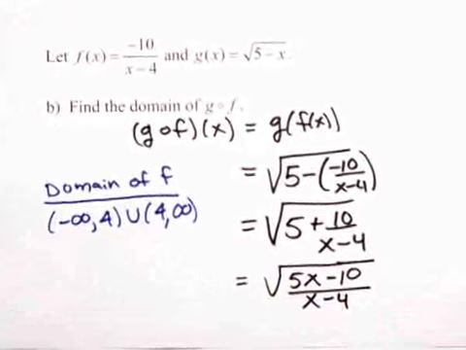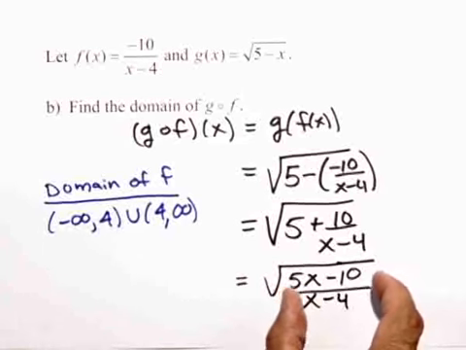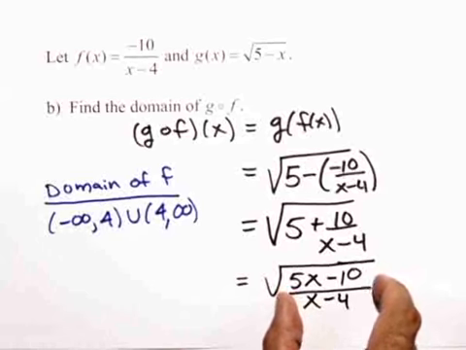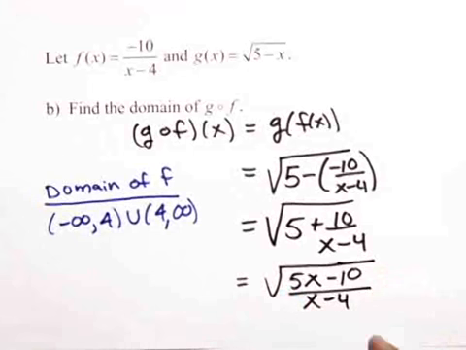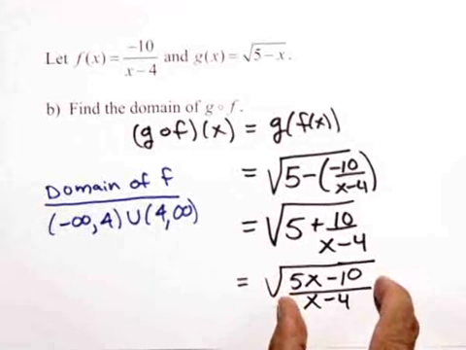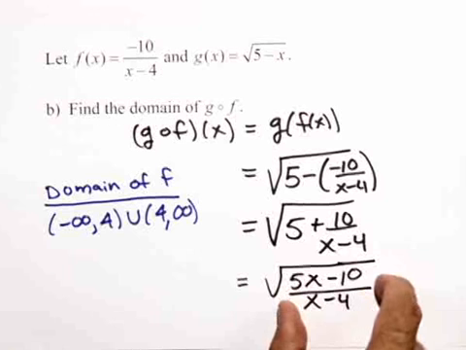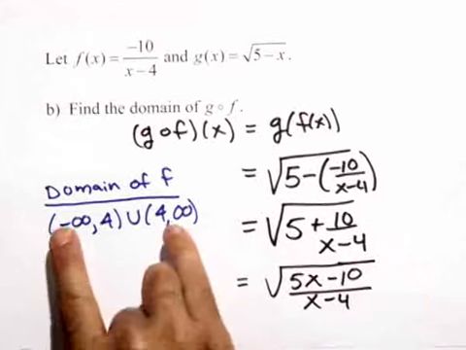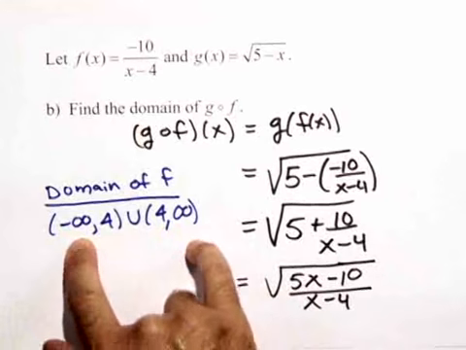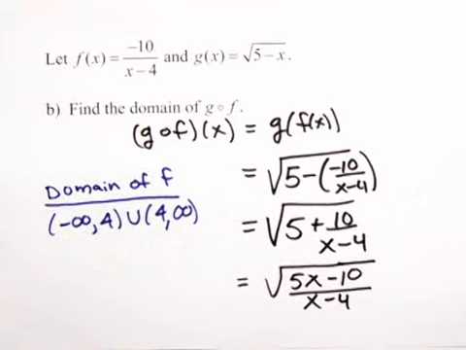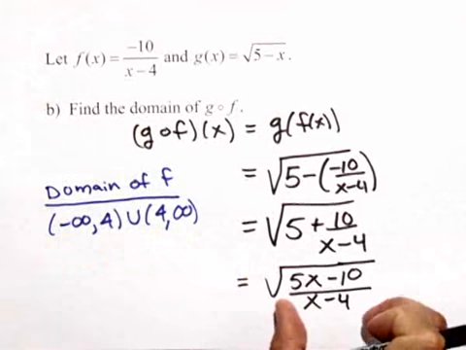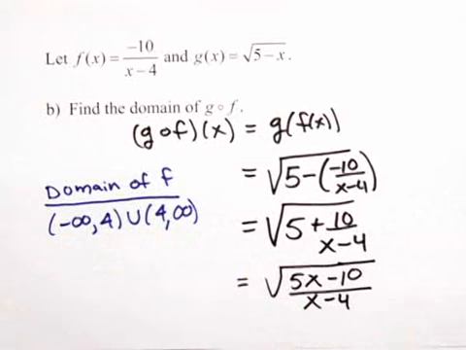All right. Now then, what do we know? Well, because we're dealing with a square root function, we know that whatever is under the radical must be greater than or equal to 0. So what we have to do is set 5x minus 10 over x minus 4 greater than or equal to 0. And then we have to pull out any points necessary out of our original domain. All right. So let's solve the inequality 5x minus 10 over x minus 4 greater than or equal to 0.